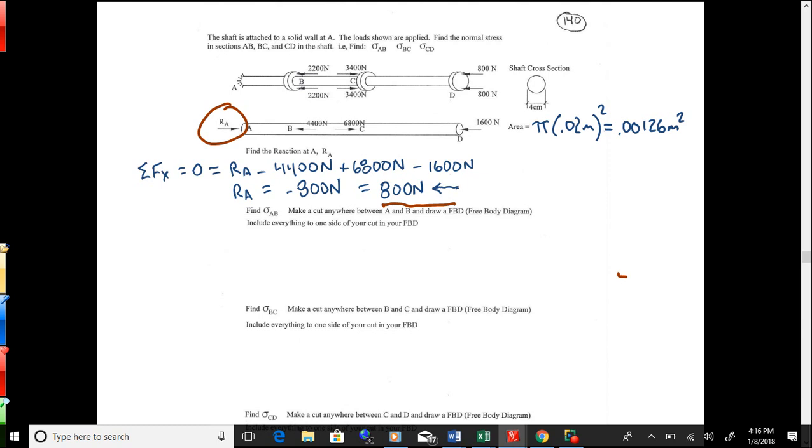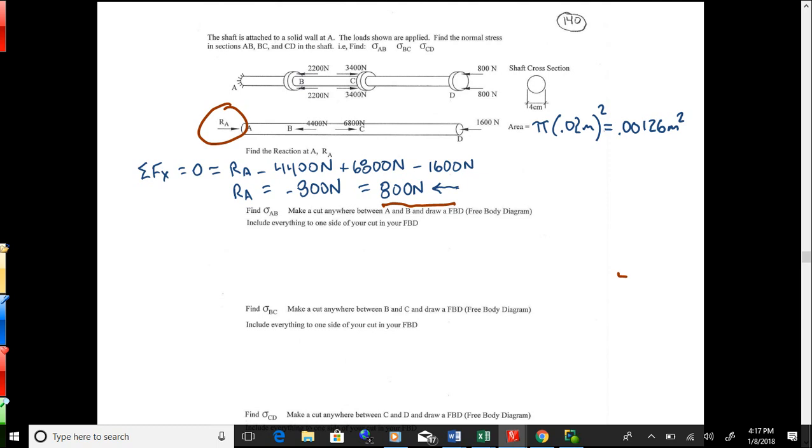Y'all okay with that? Remember that from statics? Okay. So there's more forces pulling this thing away from the wall than there are pushing it towards the wall. So the wall's got to pull it in. Okay. That's what's happening there. Okay. All right. So now what I've got is I've got the reaction. And when I have the reaction, I've got all the forces acting on that shaft.